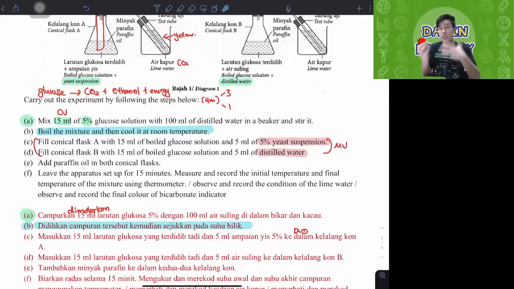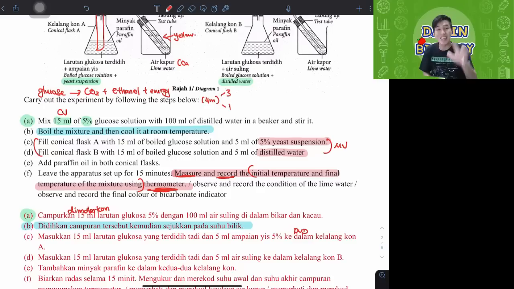So I will let the fermentation carry on for 15 minutes and then measure and record the initial and final temperature of the mixture using a thermometer. Now it depends on what your responding variable is. So look closely at what apparatus they give you. If they give you instructions, read carefully. So let's say if my responding variable is temperature, then I will say measure and record using thermometer. So measure and record your responding variable.